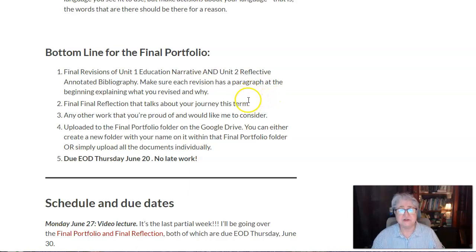The final revisions, the final reflection is really about your journey this term. It's like when you did the artist statement for the Unit 3 project, and you talked about your process of making it and the things you thought about when you were putting it together and how you felt it turned out and the process you went through to get it put together and completed. It's the same kind of thing. It's about your process for this whole term. So that's what the reflection is also about.